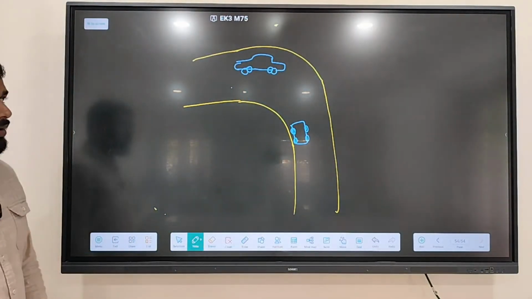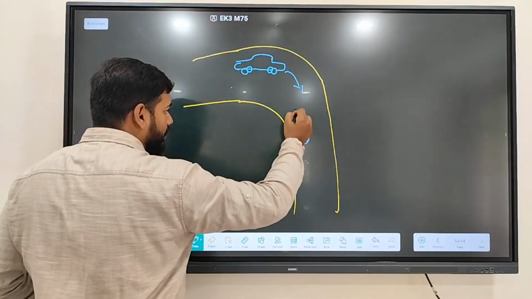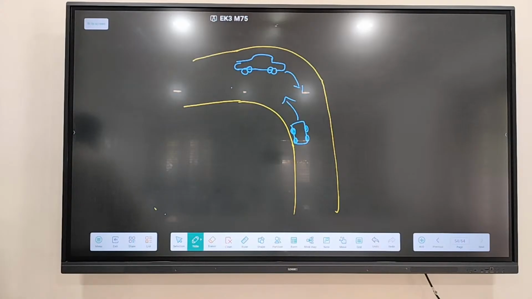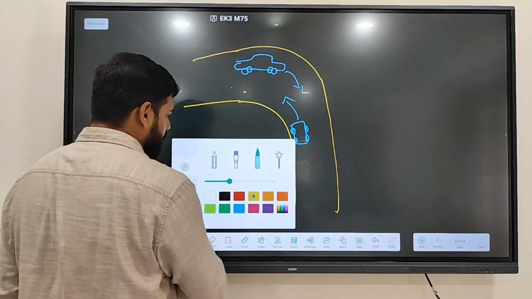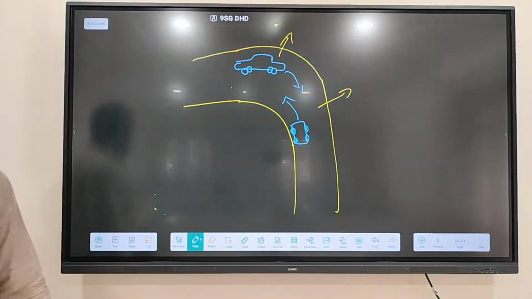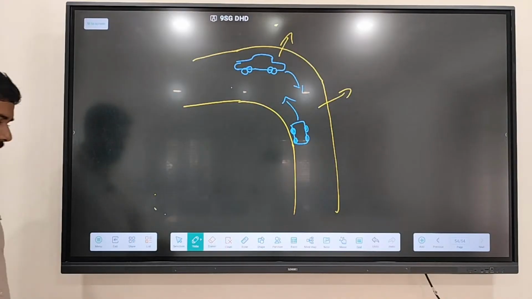Okay. This car is moving in this direction, this car is moving in this direction. If both the cars travel at a very high speed and both the cars fall off the curb, which wheels will leave the ground first? They have asked in an examination. Which wheels will leave the ground first? They have asked.